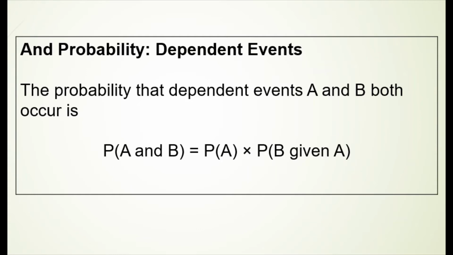All right, now to calculate and probability for dependent events, that's going to be the same thing. We're going to multiply them together, but we have to figure in the change in the probability because of one event affecting the other. So the probability of A and B is going to be equal to the probability of A times the probability of B given that A has occurred. So let's look at a couple of examples of calculating and probability for independent and dependent events.